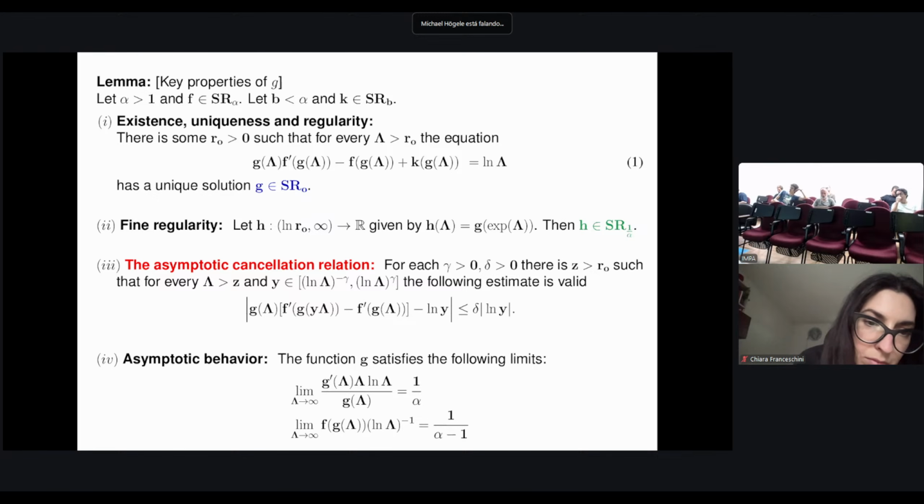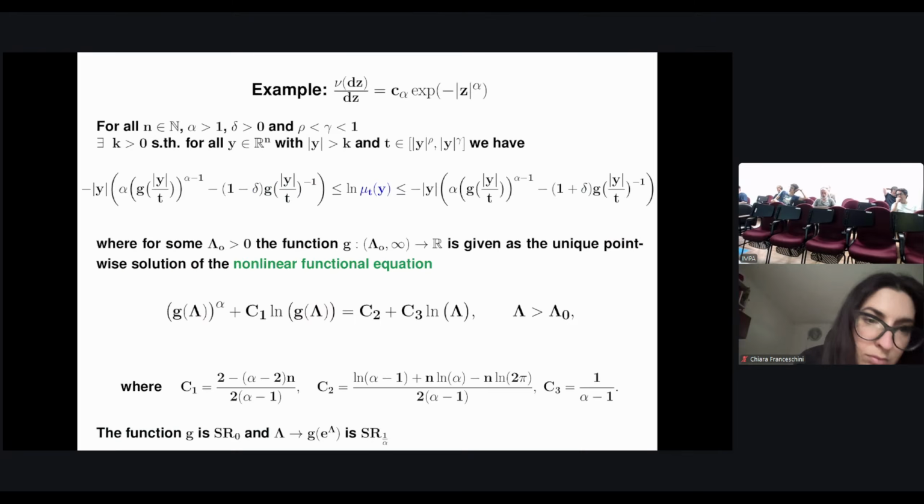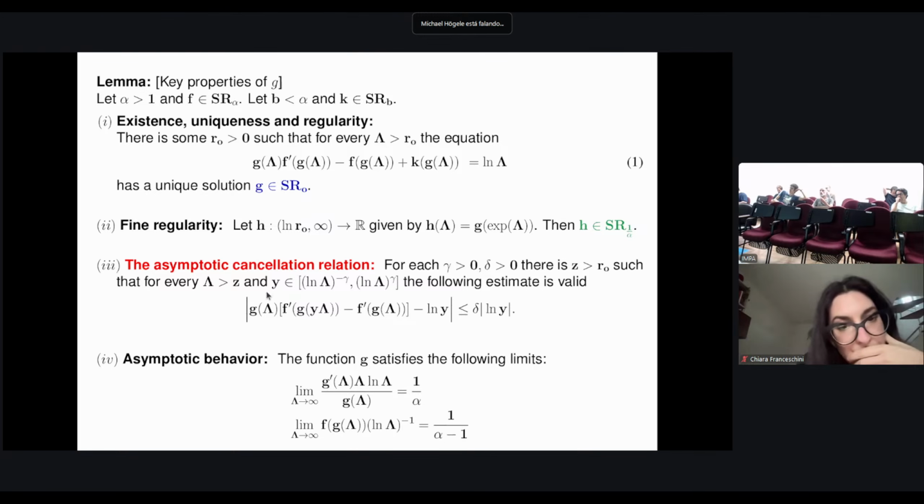The solution of these kind of equations has a certain cancellation property. And it looks like this. So g, and then we have the difference of f prime g of y lambda minus f prime g of lambda behaves like the logarithm, and this is just logarithm itself is of lower order because delta can be arbitrarily small.